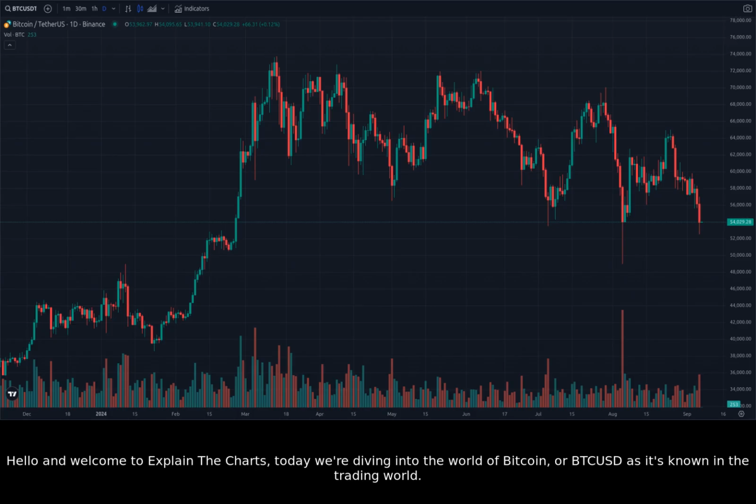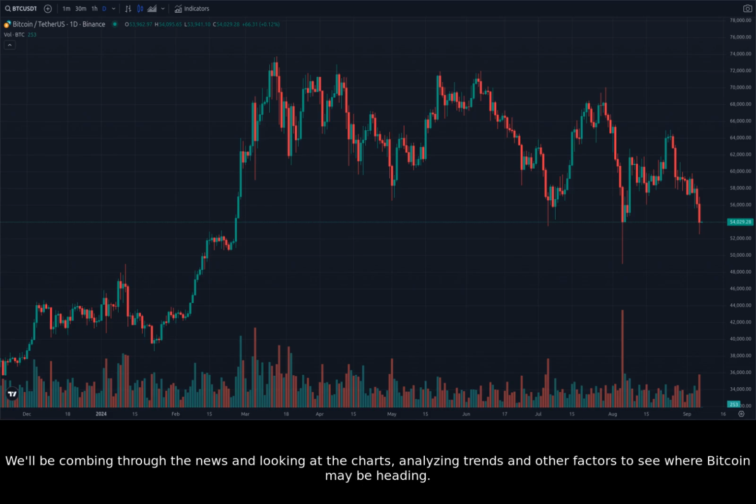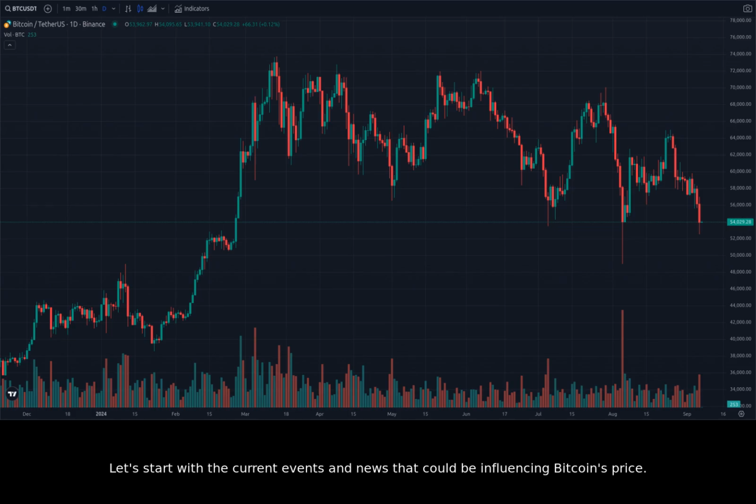Today we're diving into the world of Bitcoin, or test as it's known in the trading world. We'll be combing through the news and looking at the charts, analyzing trends and other factors to see where Bitcoin may be heading. Let's start with the current events and news that could be influencing Bitcoin's price.